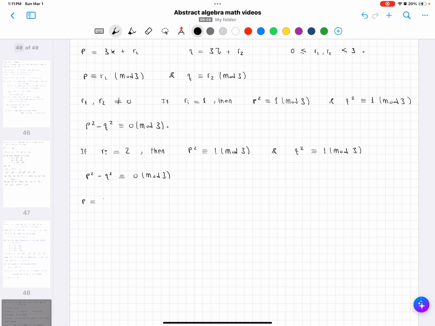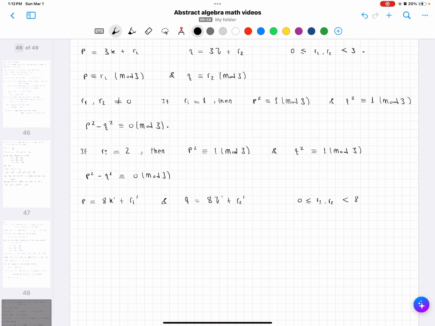So next we'll divide P and Q by 8. So P is 8 times K prime plus R1 prime, and Q is 8 times L prime plus R2 prime, where Ri, R1, and R2 are less than 8 and greater than or equal to 0.